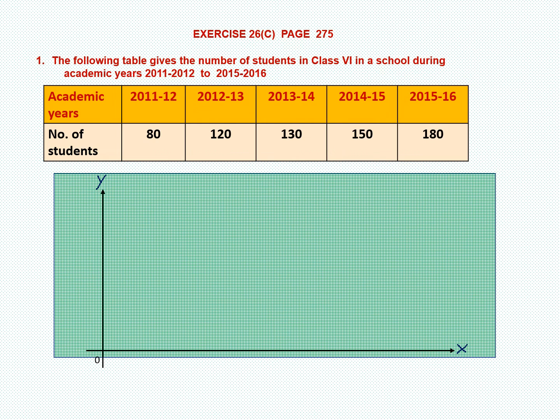Now in the table, we have been given two sets of values, isn't it? In the first row, we have the academic years. In the second row, we have the number of students. So there are two sets of values. That's why we need two axes, the x and the y-axis, to represent this. Now in this question, we are going to show the academic years on the x-axis and the number of students on the y-axis. Now we need to have a scale on the y-axis.